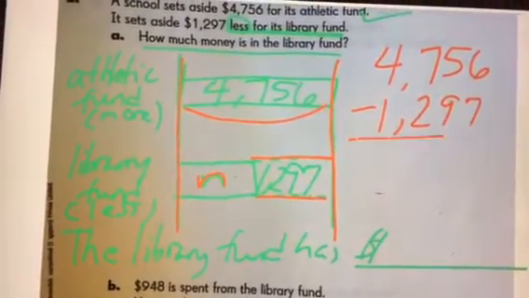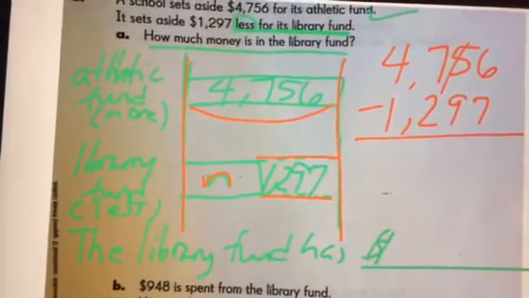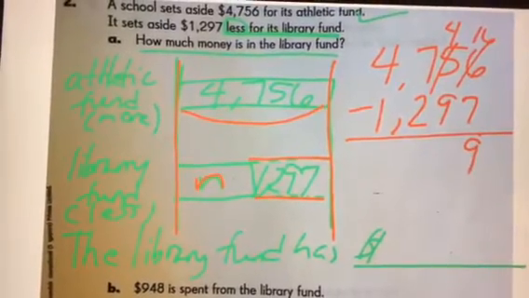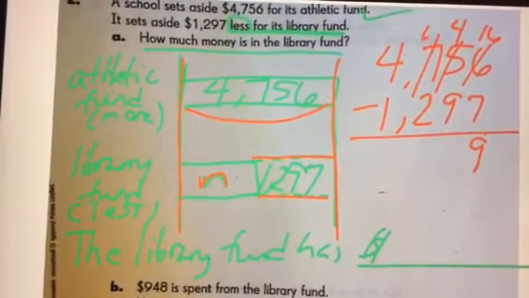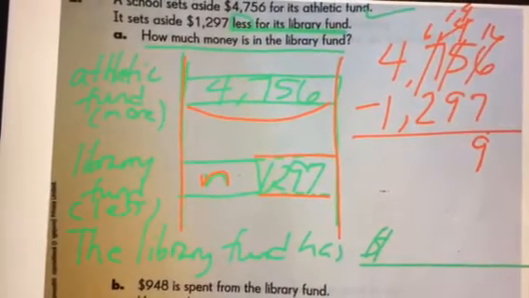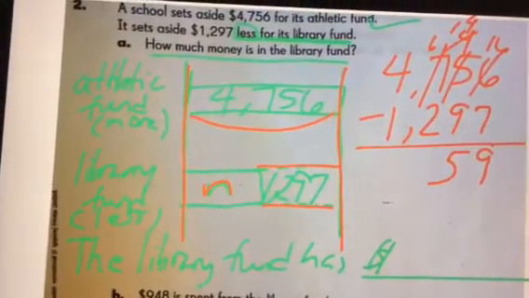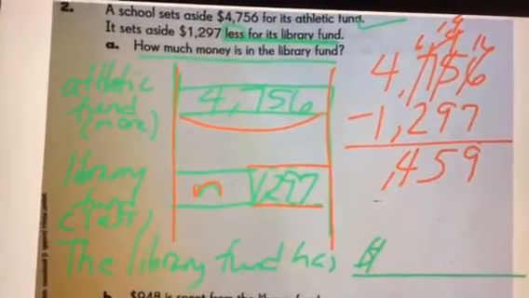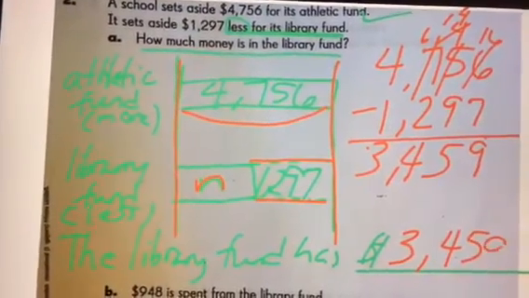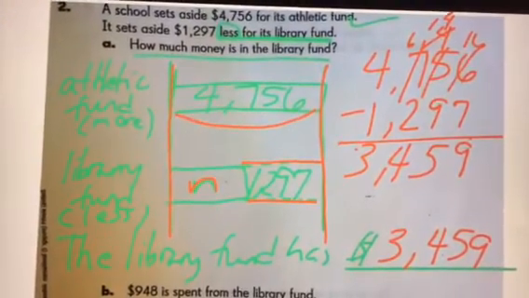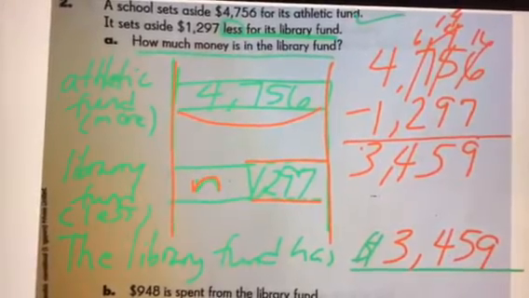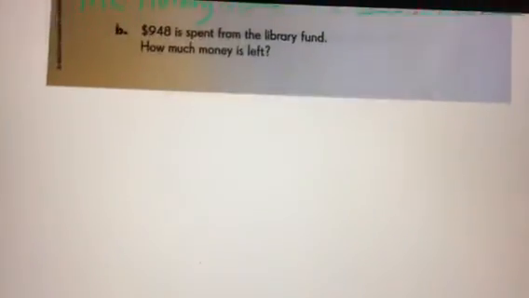So let's do the regrouping. Make sure that you have the regrouping correct. Can't do 4 tens minus 9 tens, so you will regroup once again. 14 tens minus 9 tens will be 5 tens, 4 hundreds, 3,000. Okay, so far you have the answer that the library fund has 3,459. My guess is that you'll be using that information for part B. So let's read.